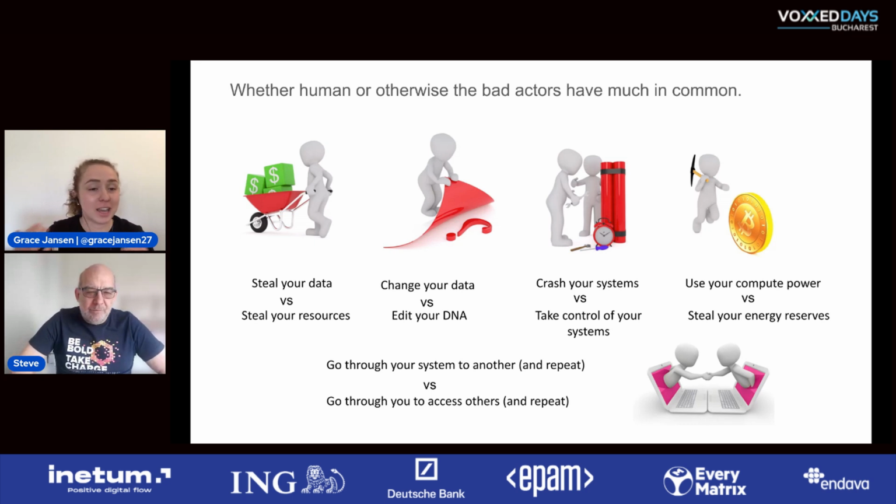Using your compute power, again, stealing our energy reserves. Power in the body is our energy. So bacteria and viruses, etc., are able to steal that, just like in Bitcoin mining. And then, as I said before, going through us to access others, spreading as far as they can and reaching as many people to get as many hosts as possible. So you can start to see where these parallels can be drawn between the natural world and software.